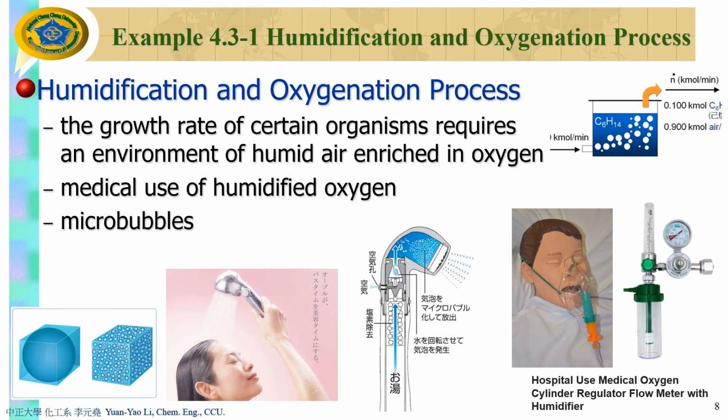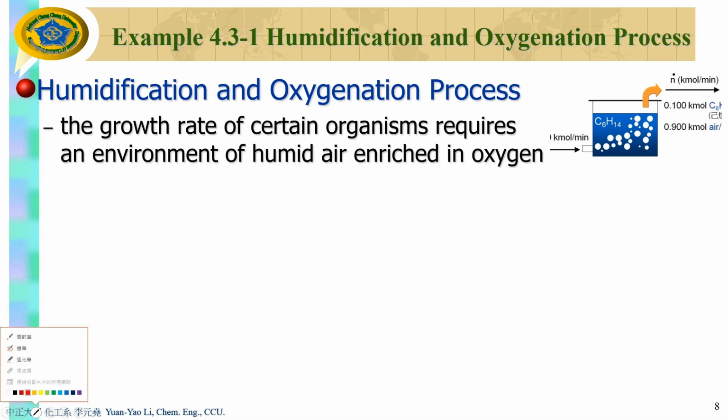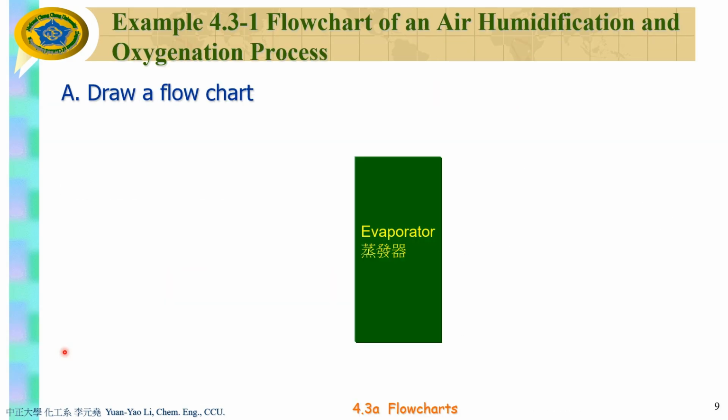Okay, so let me show you what a microbubble is. The good thing about microbubbles, let me show you. So the example 4.3-1 is that you want to introduce water and oxygen to the output. This is called an evaporator, right, which makes the water evaporate faster.